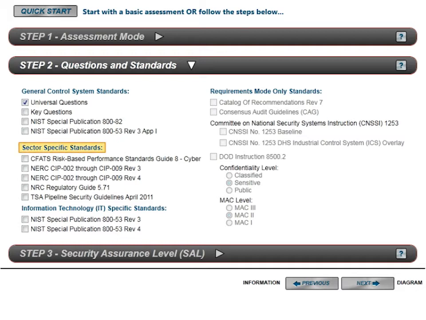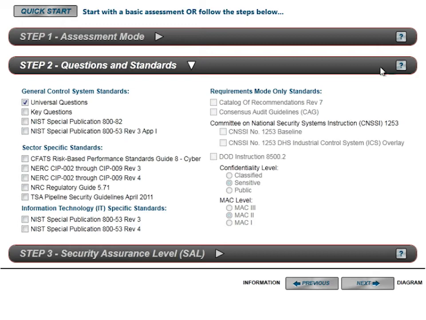The next grouping of standards come from specific sectors. The CFATS Guide supports requirements in the chemical sector. The NERC-CIP standards are regulatory requirements for the electrical energy sector. The NRC Regulatory Guide 5.71 is specific to the nuclear power generation industry. The TSA Pipeline Security Guidelines are used to protect transmission of liquids through transmission pipelines. For information technology systems, the NIST Special Publication 800-53 is available.